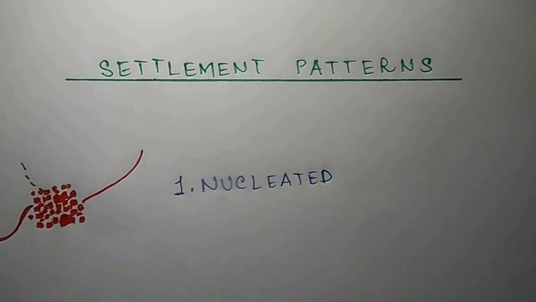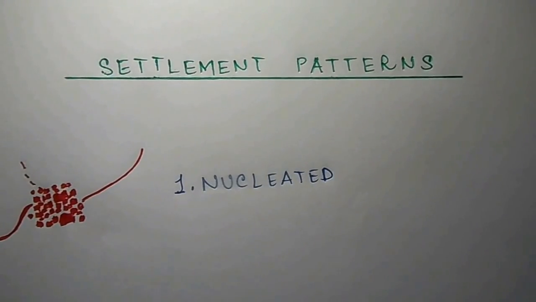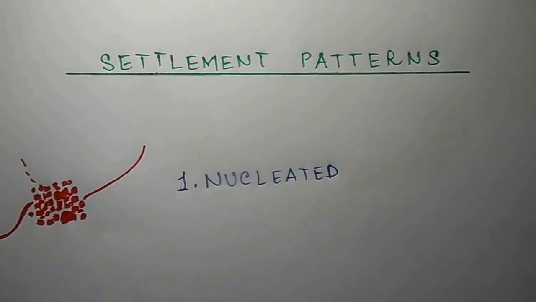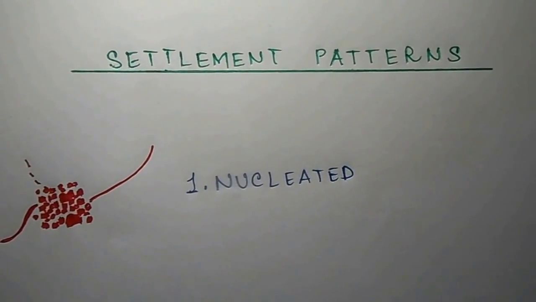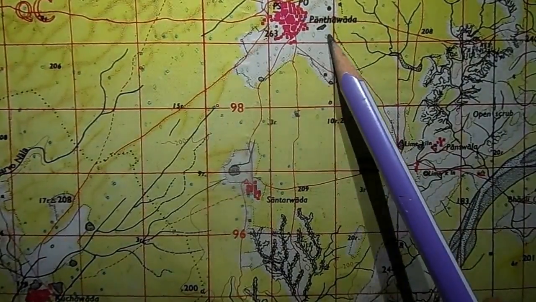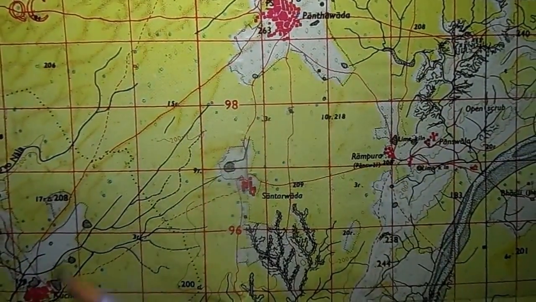Settlements which can be found close to a railway station, a confluence, a mine, an industrial site, something like that, are basically clustered and are called nucleated. This is how nucleated settlements look like. Now I'll show you an example in a topographical map. You can see Panthavada over here and Kuchavada over here. Both of them are nucleated settlements.